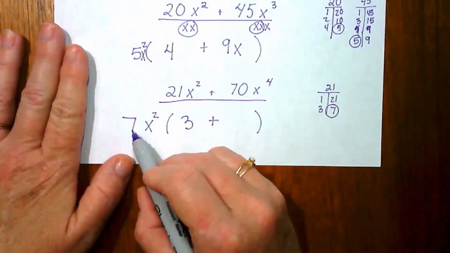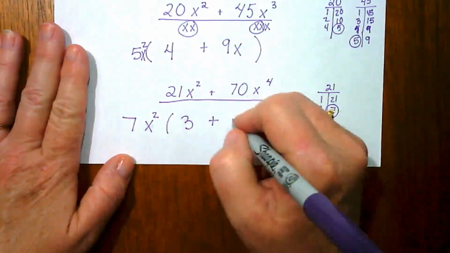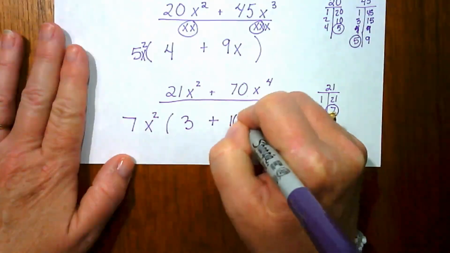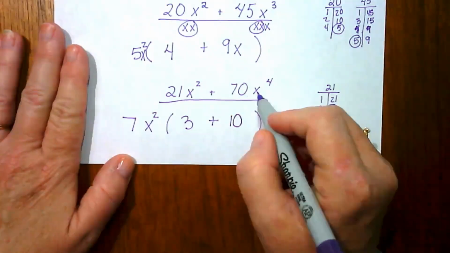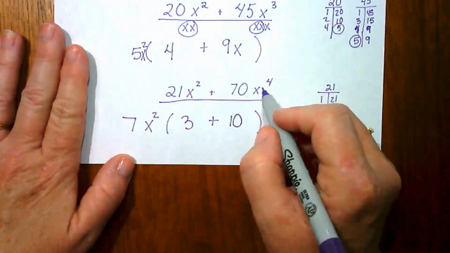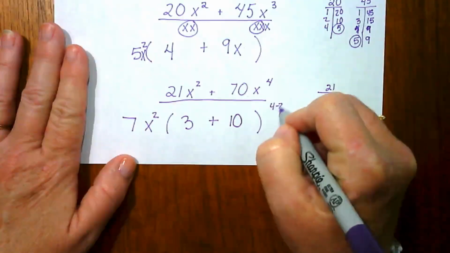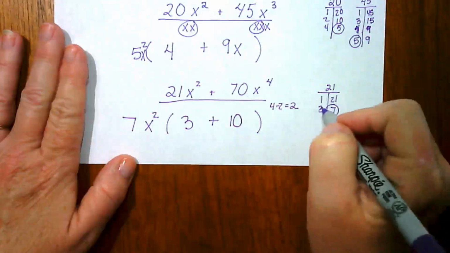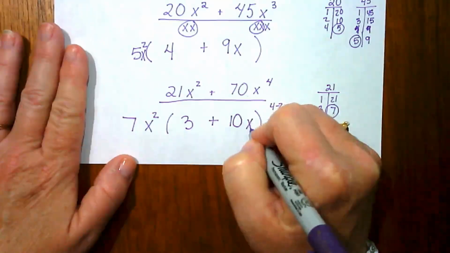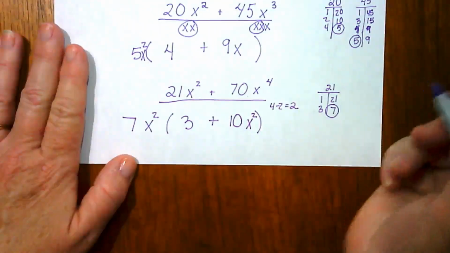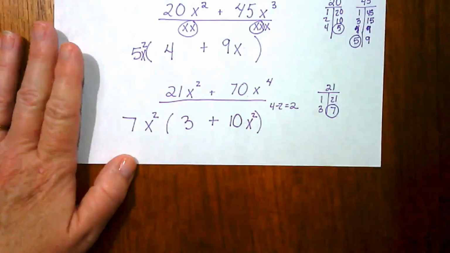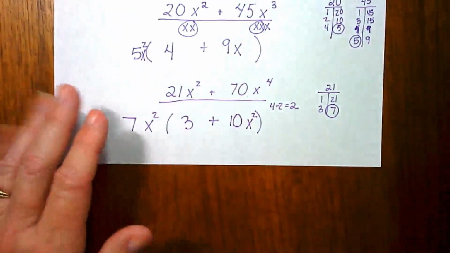70, I'm dividing by 7, which is going to give me 10. I took away 2 of the 4 x's, so 4 minus 2 left me 2 x's. So it's x squared that got left behind. And there's the answer to the third one.